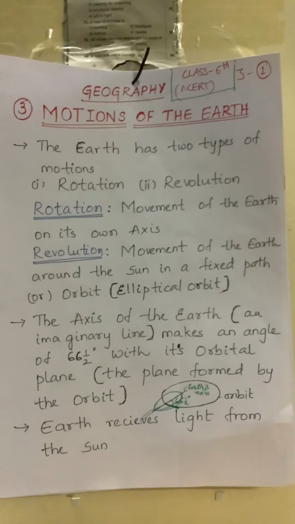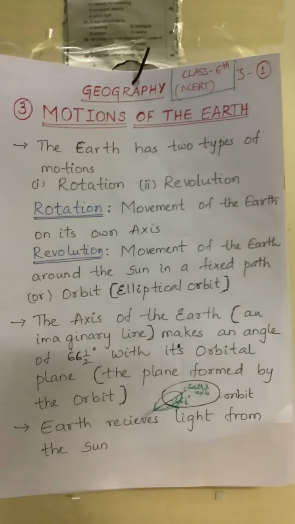Hello everyone. Today the subject is geography from 6th class, lesson 3, that is motions of the earth. The earth has two types of motions, rotation and revolution. Rotation means the movement of the earth on its own axis.